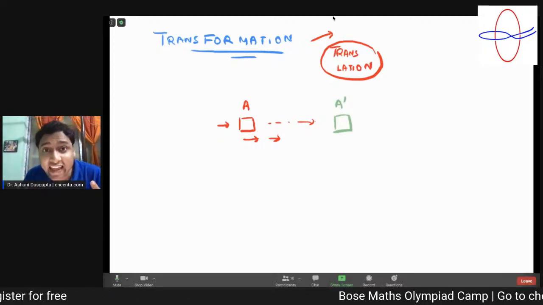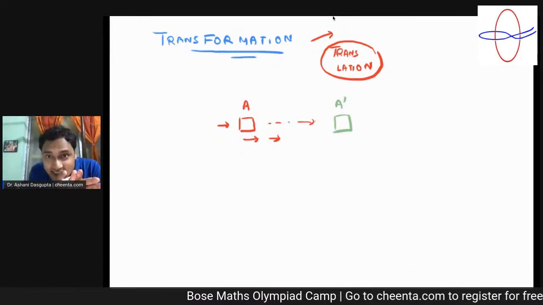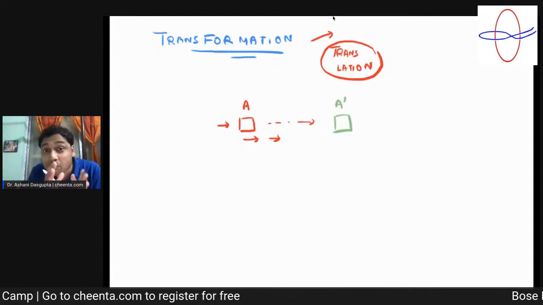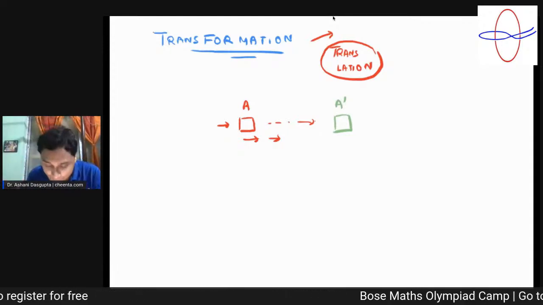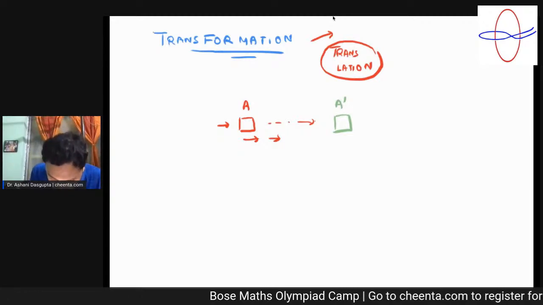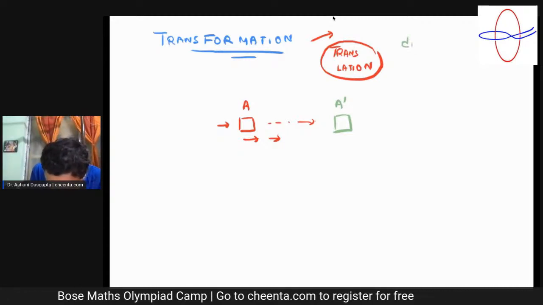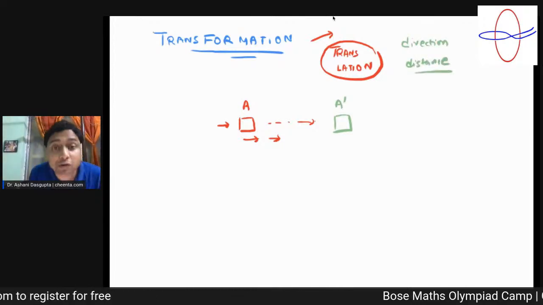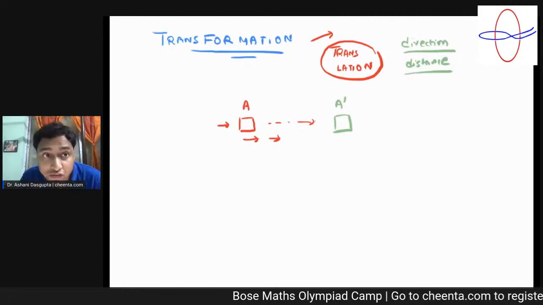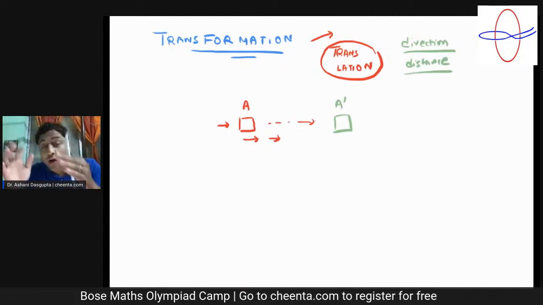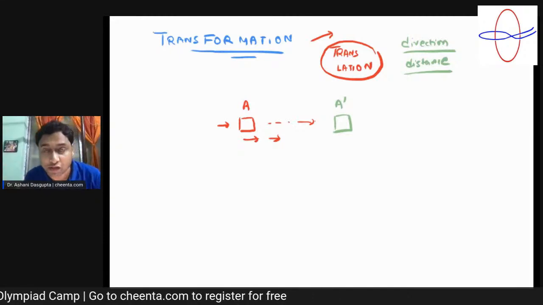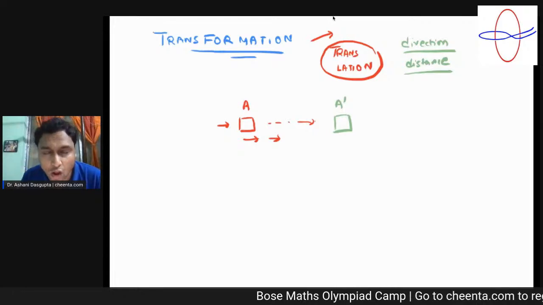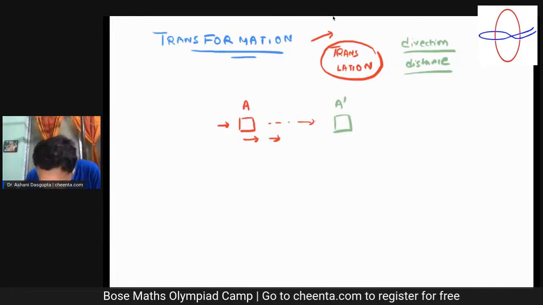So if you have an object, let's call that object A, and you say, okay, you want to move this object in a particular direction, and you want to move it by that distance. So two things you have to mention: direction and distance. How much you want to move, and which direction you want to move. And you can tell the final position of the object.